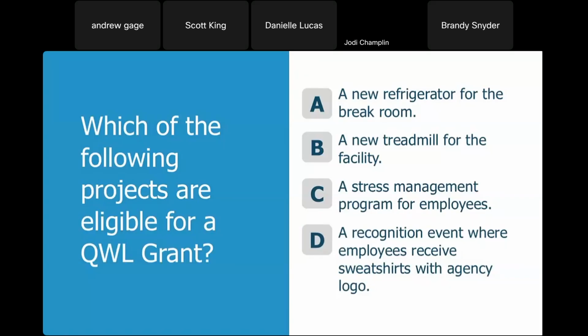Thank you for participating in that poll. The correct answers are A, C, and D. The only project that is not eligible for a QWL grant is B, a new treadmill for the facility. This is because exercise equipment is not eligible for grant funding.